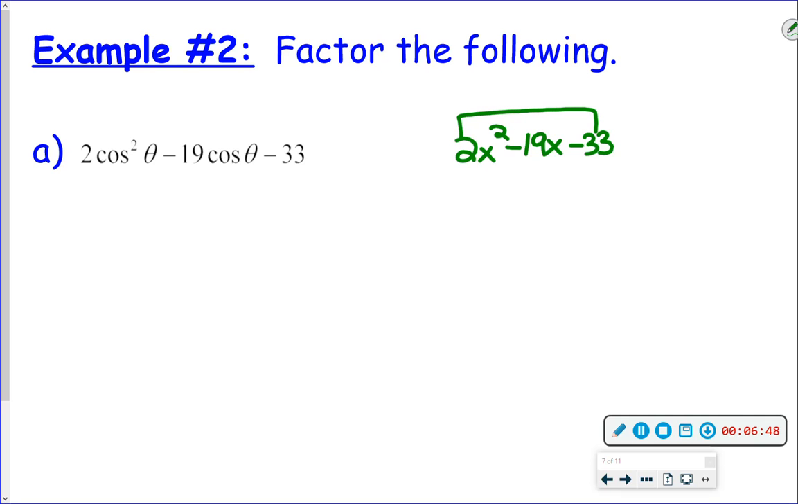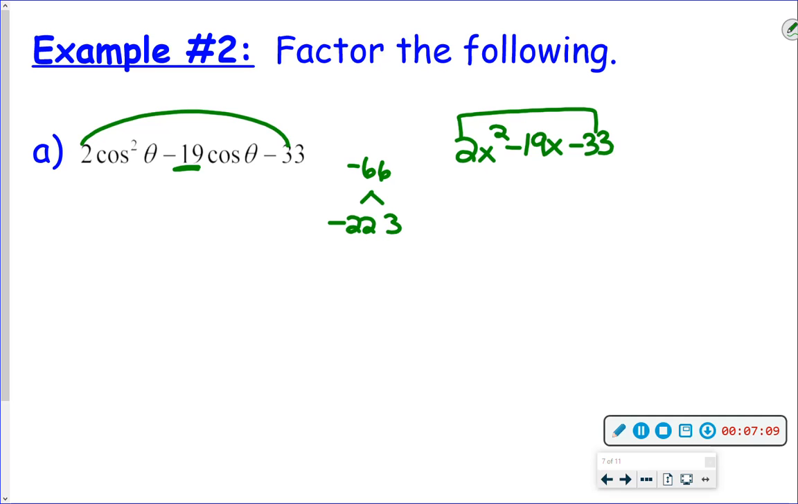I'm going to start by multiplying the outside two numbers. 2 times negative 33, negative 66. I'm going to figure out two numbers that multiply to negative 66 and add up to the middle. So negative 22 times 3. That multiplies to negative 66. It adds up to negative 19.